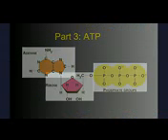Introduction to Metabolism, Part 3, ATP.